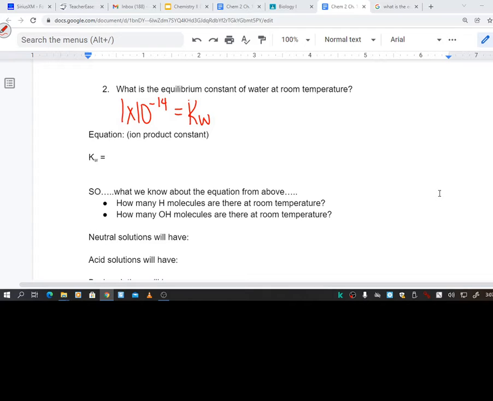Okay, the equation that I'm going to write for this is Kw equals OH times H3O. It's always how much of this base do I have, how much of this acid do I have, and they're always going to equal 1 times 10 to the negative 14, because Kw equals 1 times 10 to the negative 14. So another way to write this is 1 times 10 to the negative 14 equals OH times H3O.